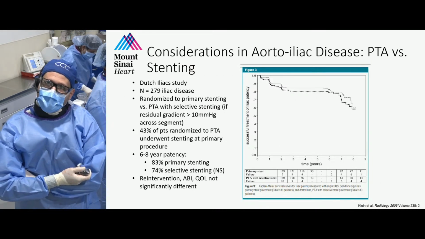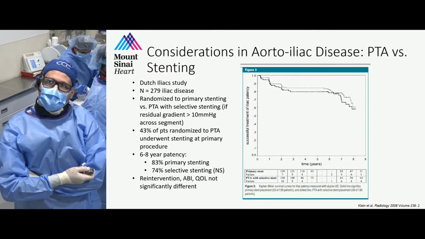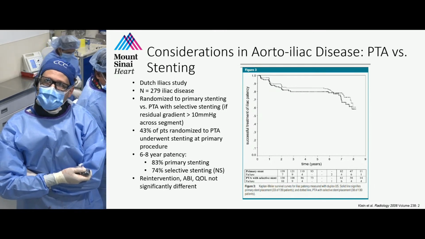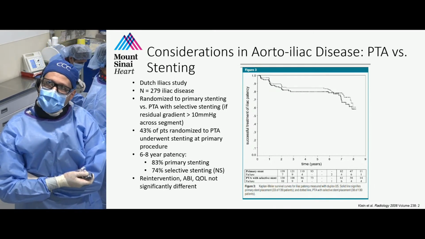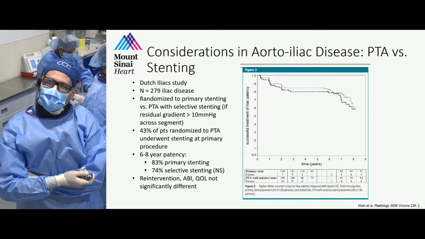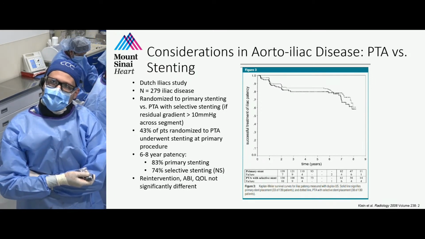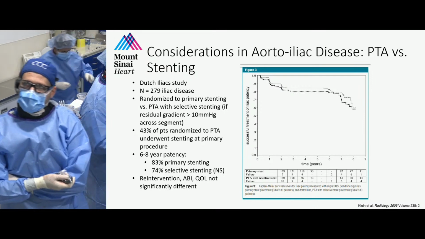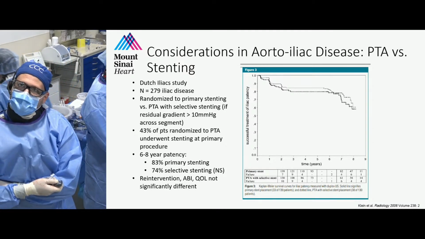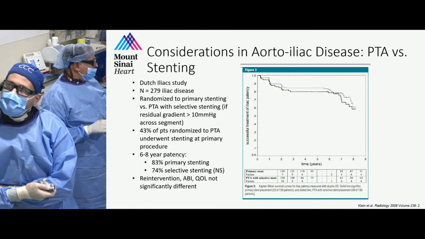When you're talking about endovascular options, there also is a good amount of data directing you which way to go. In terms of PTA versus stenting, there's a Dutch iliac study that randomized patients to primary stenting versus PTA with selective stenting based on certain post-procedural criteria. This was a randomized study, and it saw basically 6 to 8 year patency of 83% in primary stenting versus 74% in selective stenting. That difference was non-significant, but it's important to note that 43% of the patients randomized to PTA in the study crossed over to primary stenting based on the criteria that they had set forth.